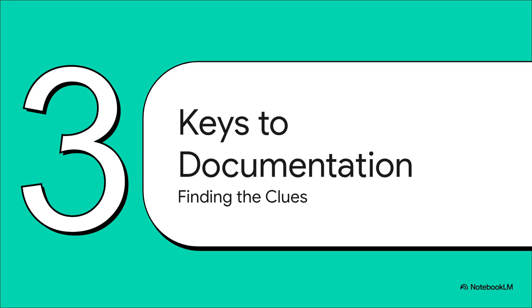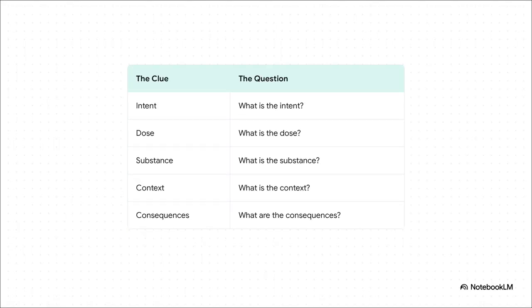That brings us to our final actionable phase. Part 3, the keys to documentation and finding the clues. Now, what's really interesting about this slide is that it gives you a perfect 5-point clinical checklist. These are the fundamental pillars that help you correctly differentiate and document the event. First up is intent. Was the goal a mind-altering effect, or was it entirely accidental? Second is dose. Exactly how much was taken? Third, the substance. What specific toxic agent is involved here? Fourth is context. What were the surrounding circumstances of the exposure? And finally, consequences. What was the physical fallout?